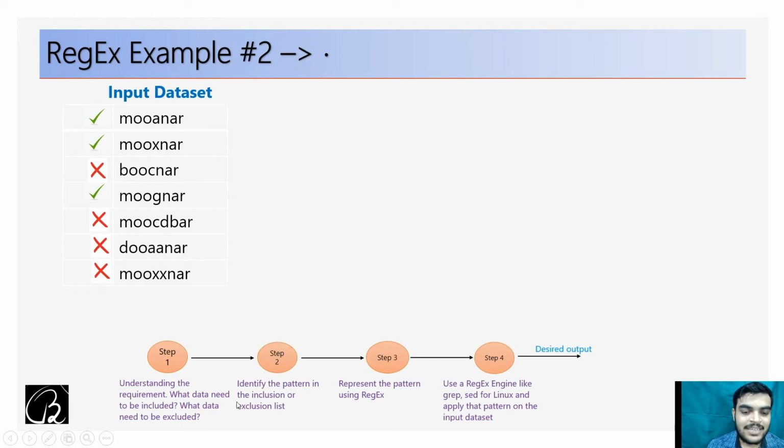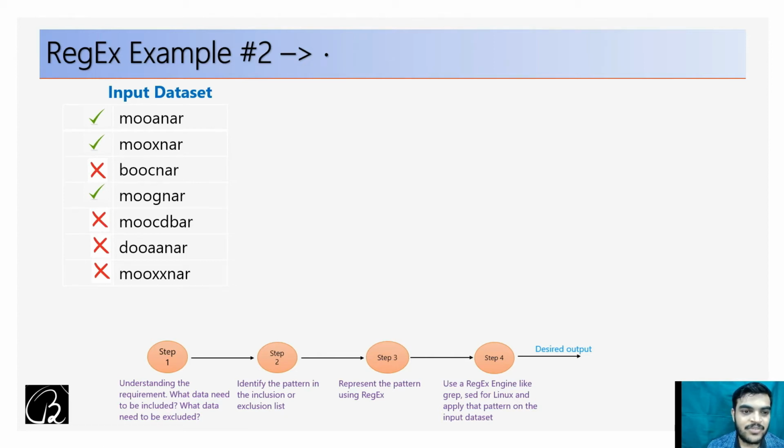Now let's talk about step 2. In step 2, we have to identify a pattern from this input dataset, either from the inclusion list or from the exclusion list. Inclusion list means the strings that you want to include, this one and this one. And exclusion list means the strings that you want to exclude. Now let's identify a pattern. You can pause the video right now and try it out from your side. I hope that you will come up with some pattern. After that, we will try it out together.